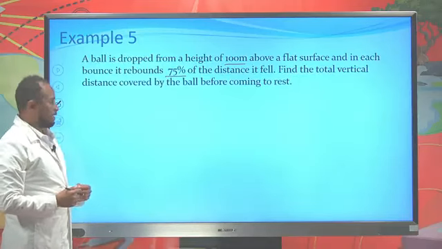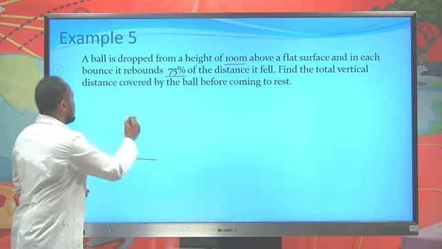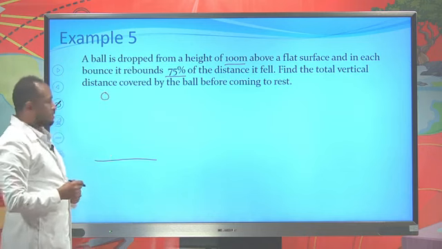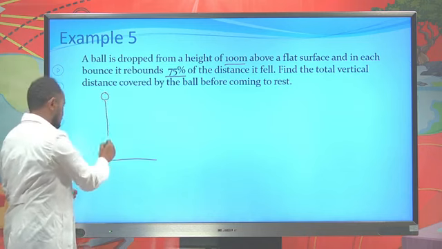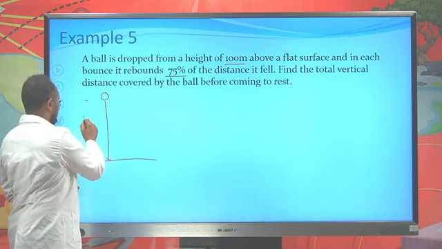Graphically or pictorially, assume this is a flat surface. A ball is dropped from this height. This height is 100 meters.